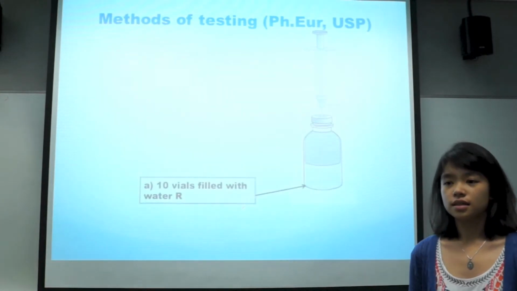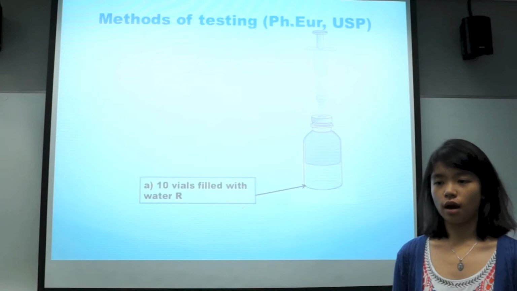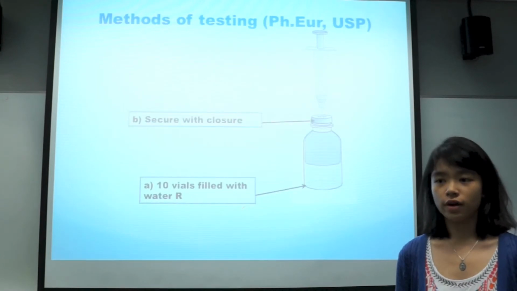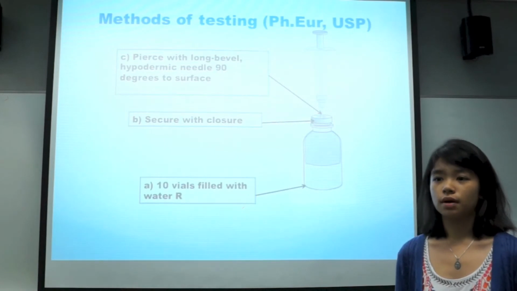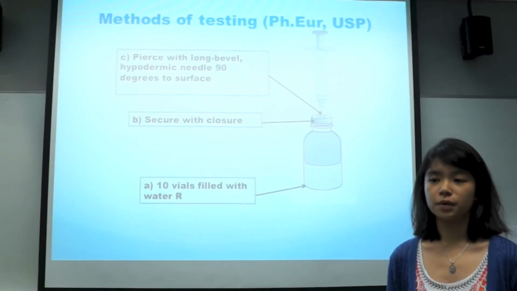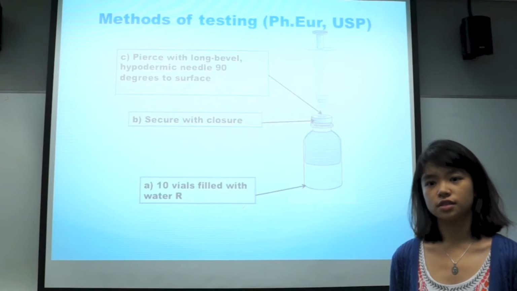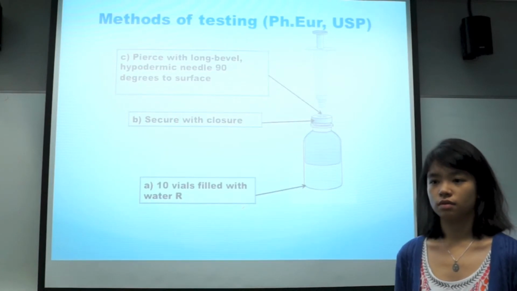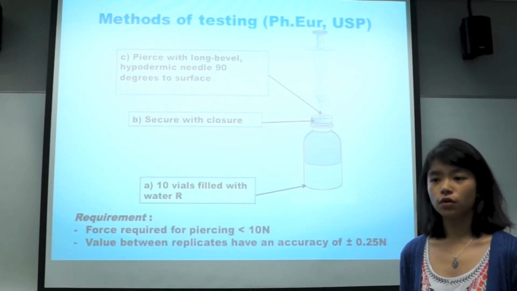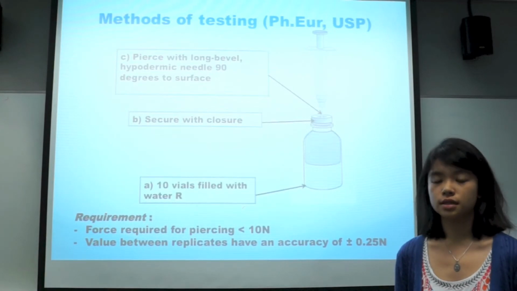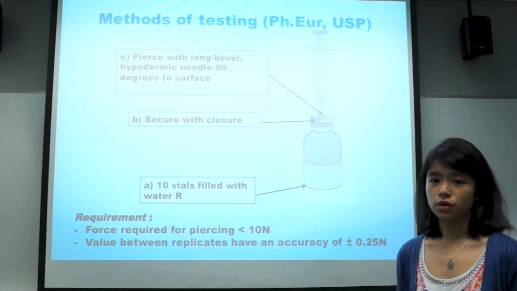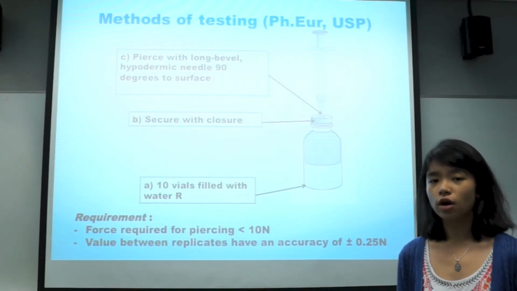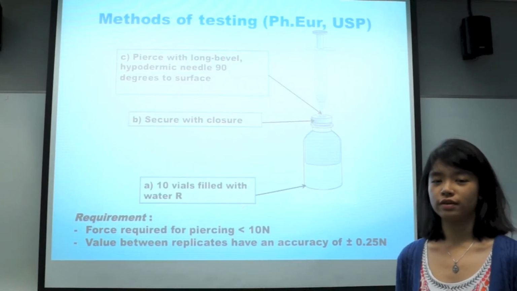First is to fill the 10 vials with water R. Then secure the vials with rubber closures. And finally, to pierce the rubber closure with a long beveled hypodermic needle perpendicularly to the surface. The force is measured, and the force required to pass the penetrability test will be less than 10 newtons. Deviation of the force measured between replicates should not be more or less than 0.25 newtons.